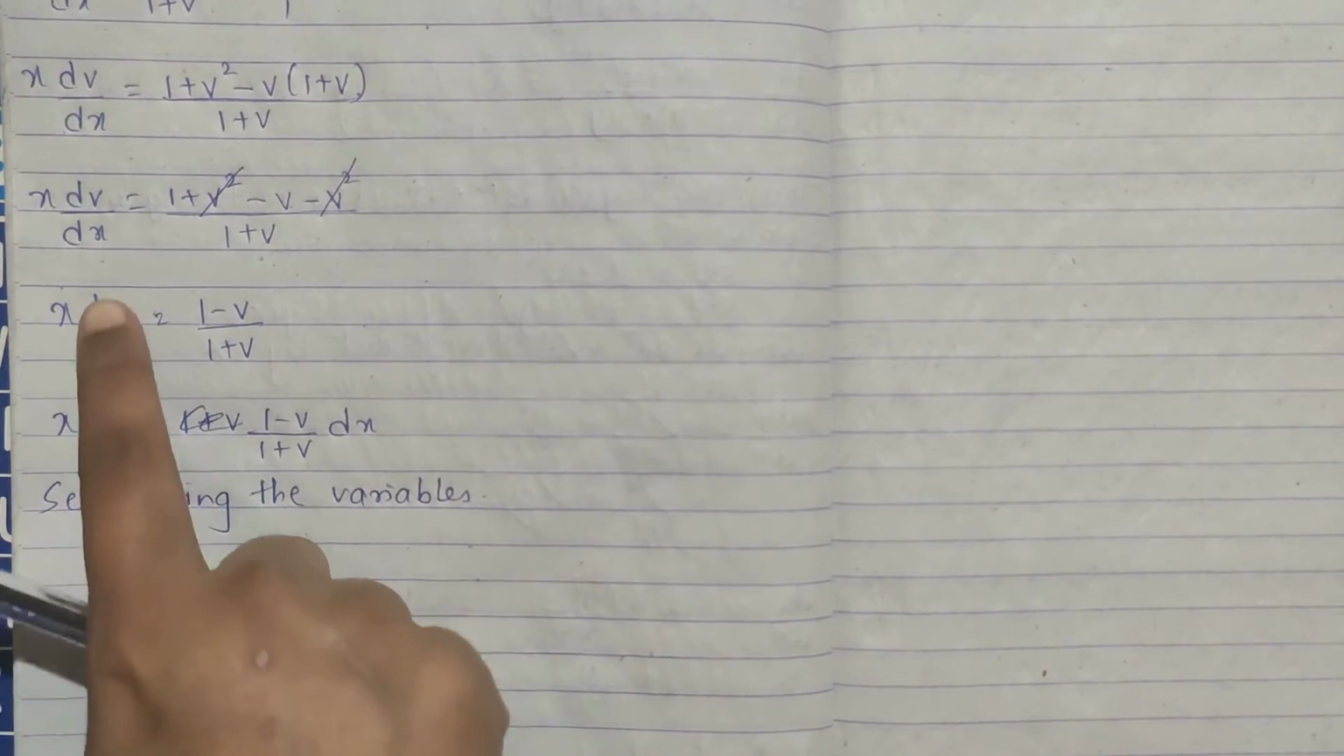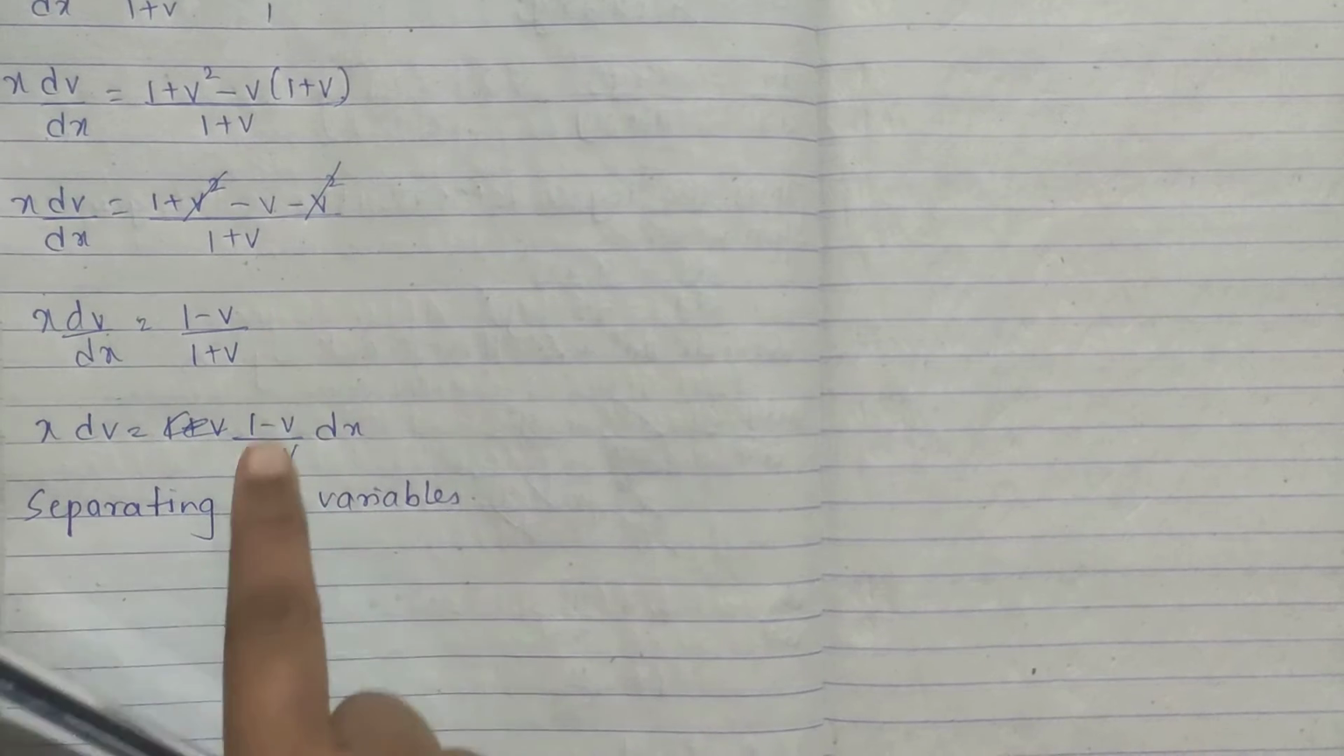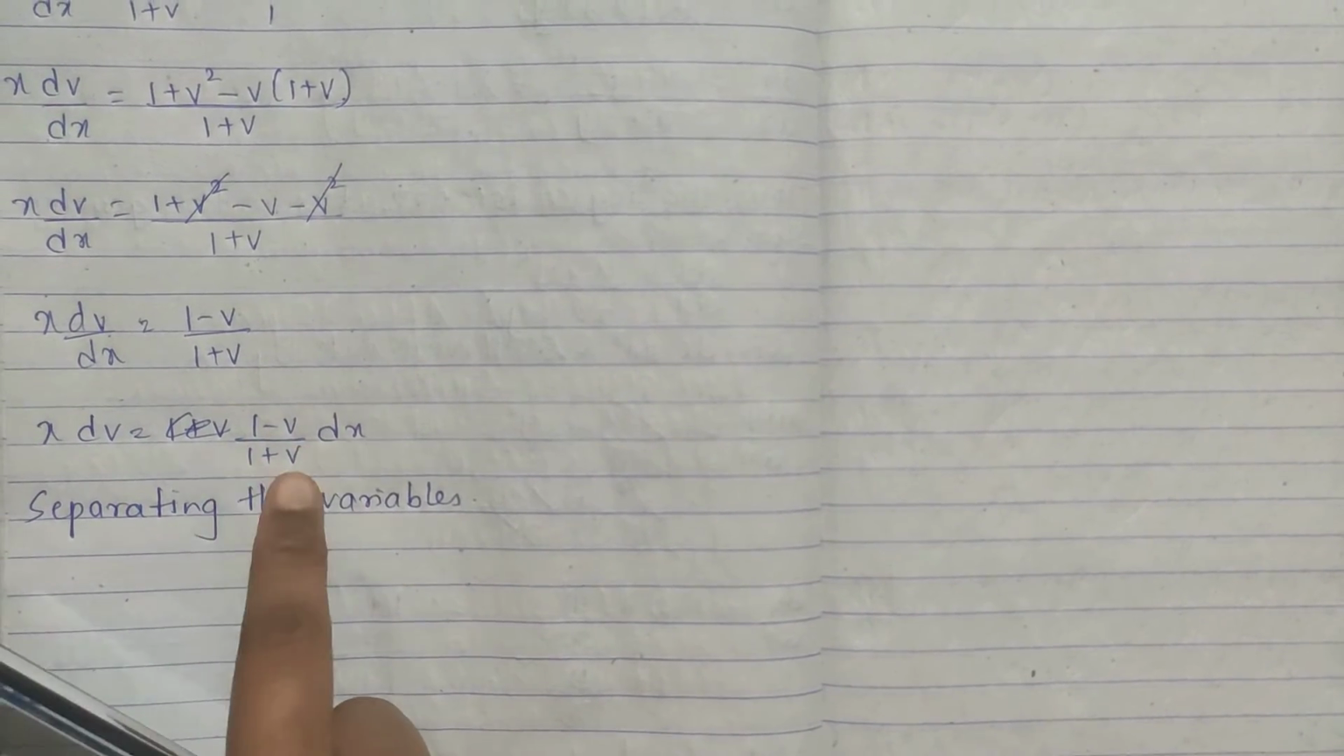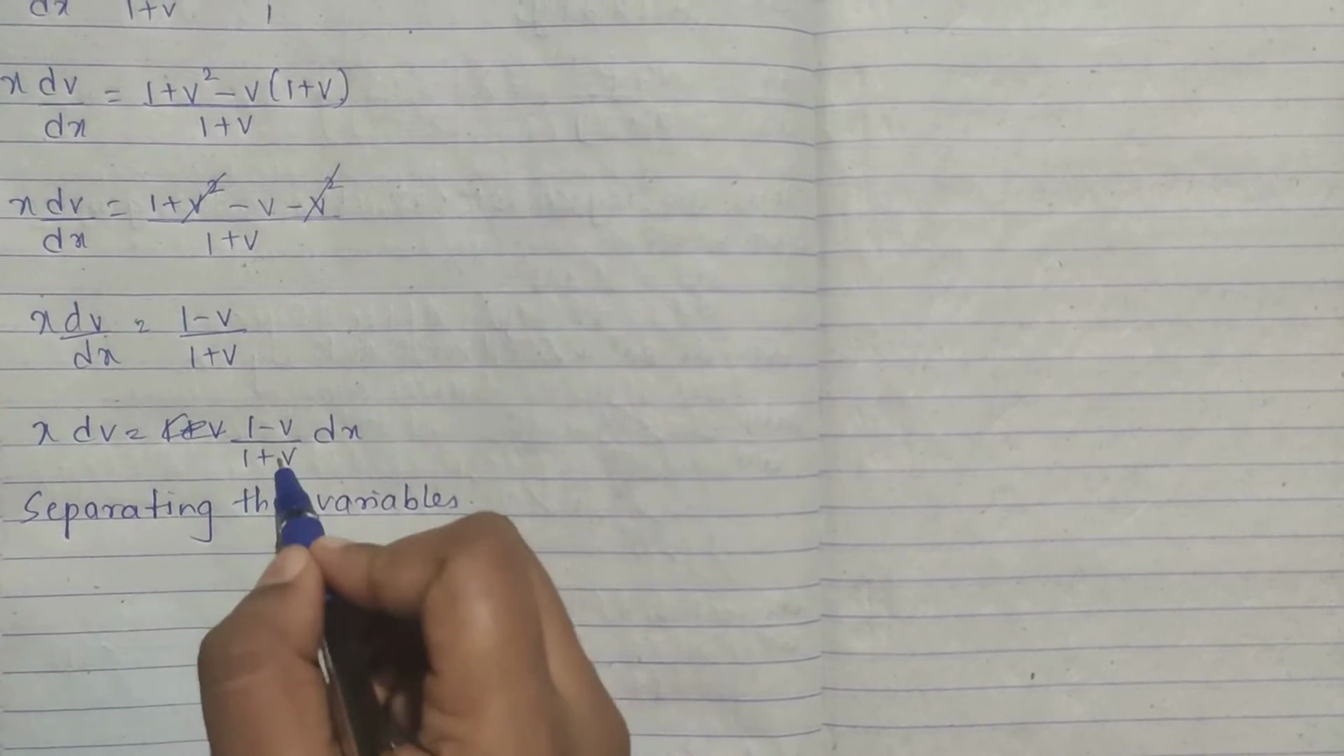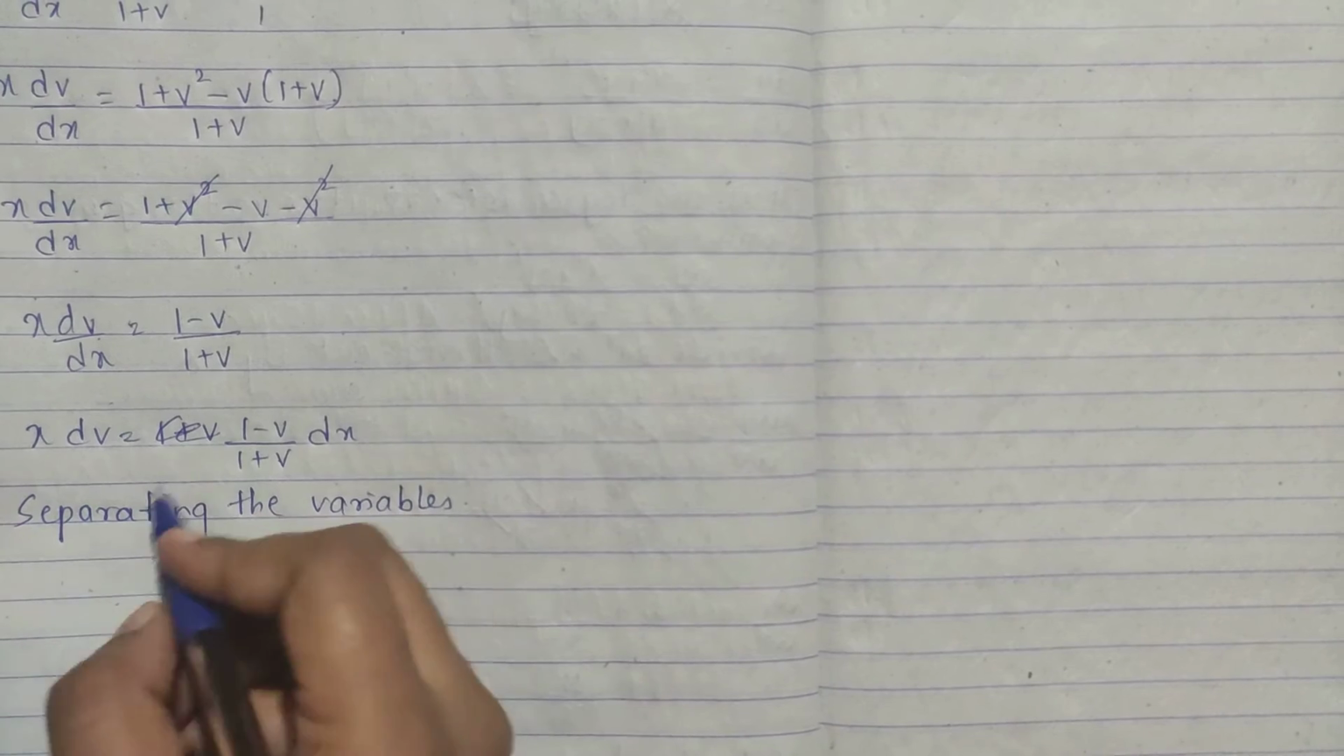So what I did: dv by dx, I have taken here, x dv by dx equals 1 minus v by 1 plus v. Separating the variables: x with x part, v with v part, right? So dv is here, and when it comes here, by division it will be 1 plus v whole divided by 1 minus v into dv, and this will be what? dx by x, right? So it comes here as 1 by x dx. After this what will we do? Integration, right?